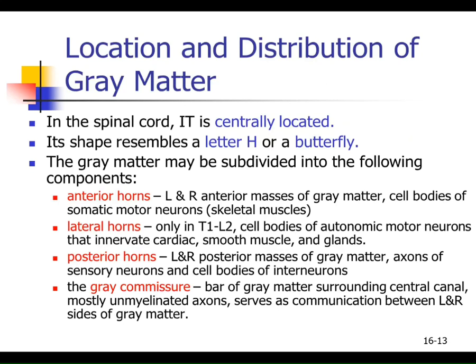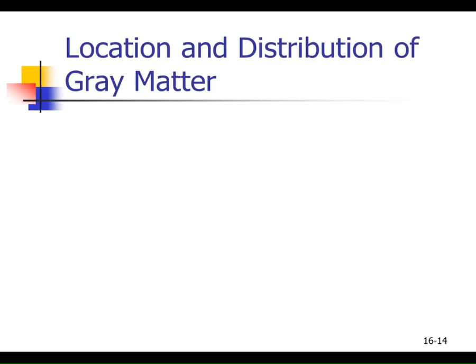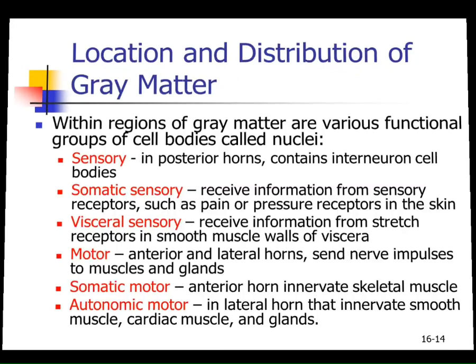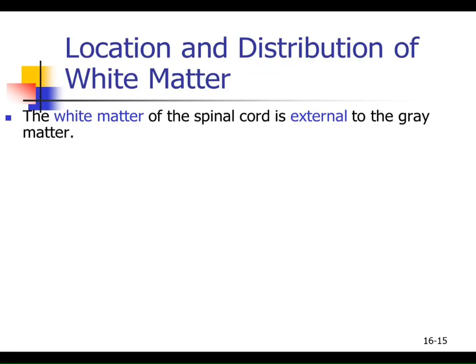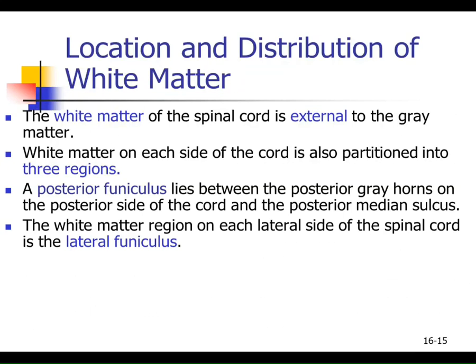Those horns, right, so here we are: anterior horns, lateral horns, posterior horns. And then the other section would be the strap that connects the two butterfly wings together, and that's the gray commissure. In the very center of that gray commissure, there is a central canal, isn't there? Now, we've got the white matter and the gray matter of the spinal cord.